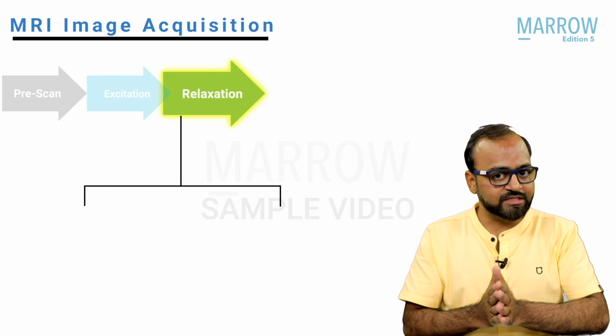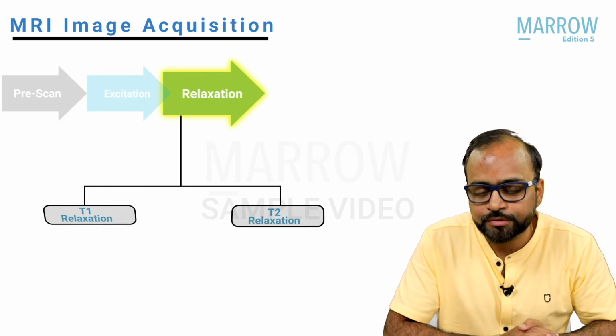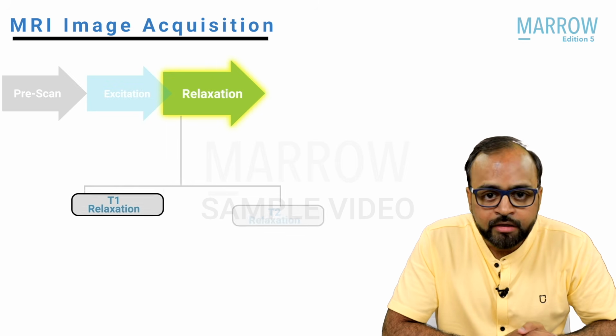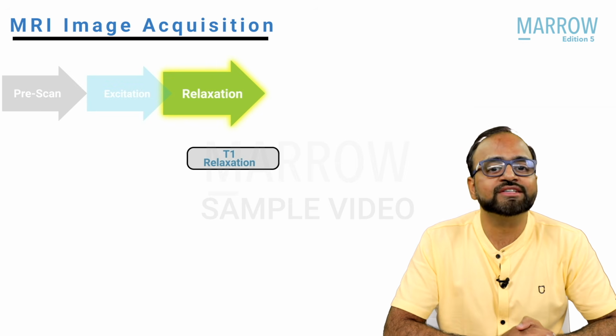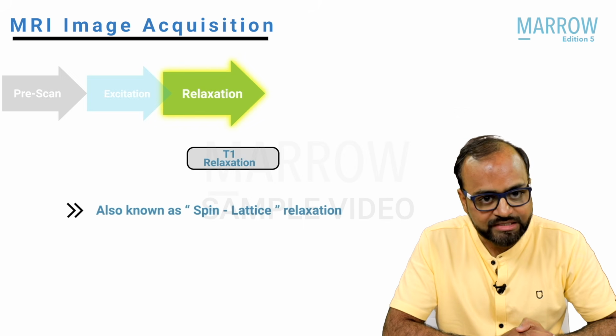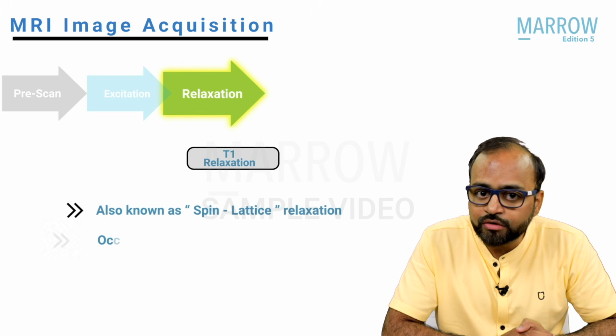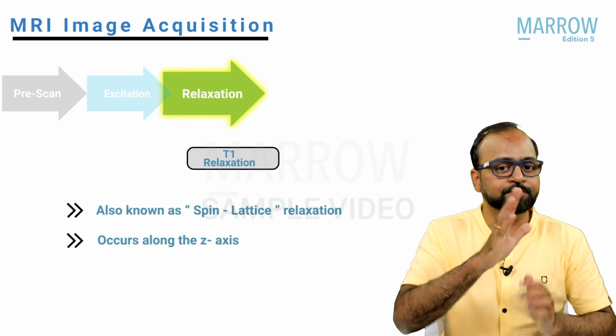There are two types of relaxations, T1 relaxation and T2 relaxation. Let us quickly have a look at them. T1 relaxation is also called spin lattice relaxation. This occurs along the z-axis. Now just see how simple it is.